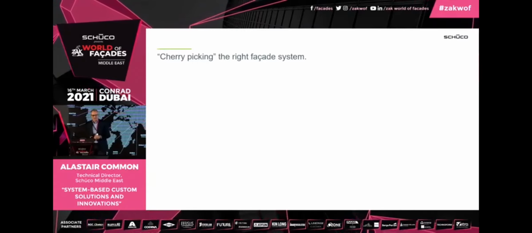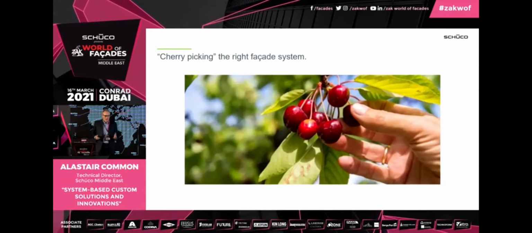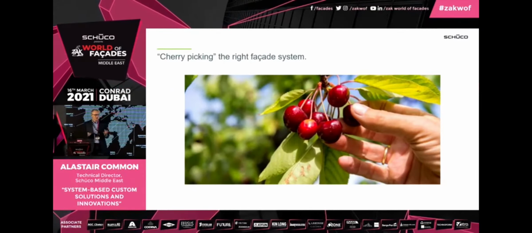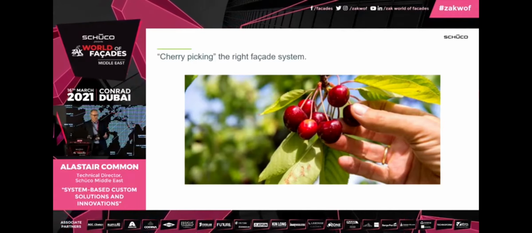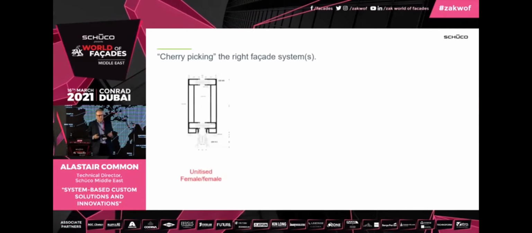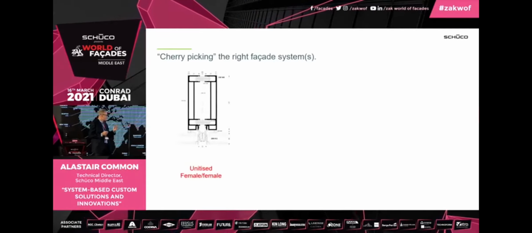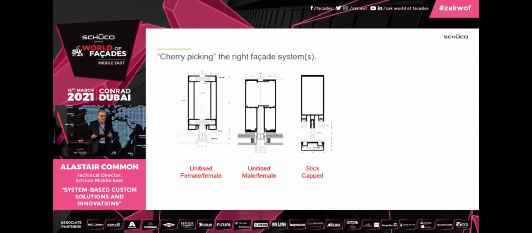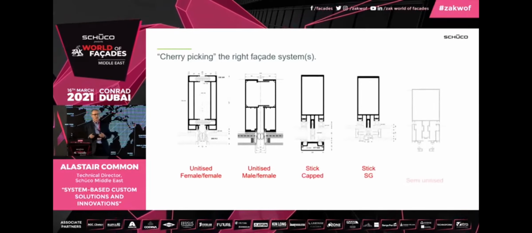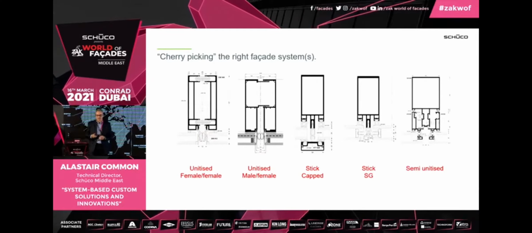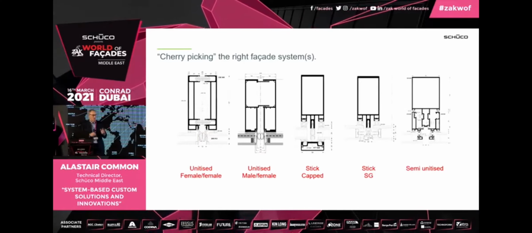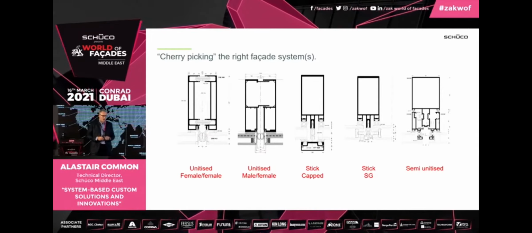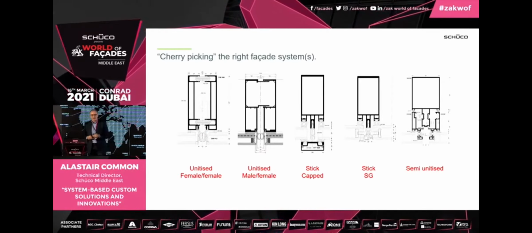Now, I'll jump straight into it. Cherry-picking the right facade system. What do I mean by that? As facade designers, we have a big arsenal of different types of systems. We have unitized systems, male-female unitized systems, stick systems, capped, structurally glazed, and semi-unitized, which is actually interesting, something that Lars touched on in the very first presentation, which you will see a bit more in detail as I go through this presentation.